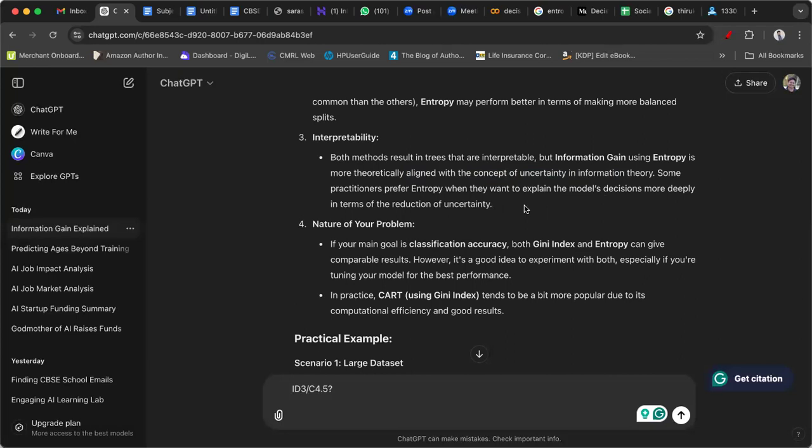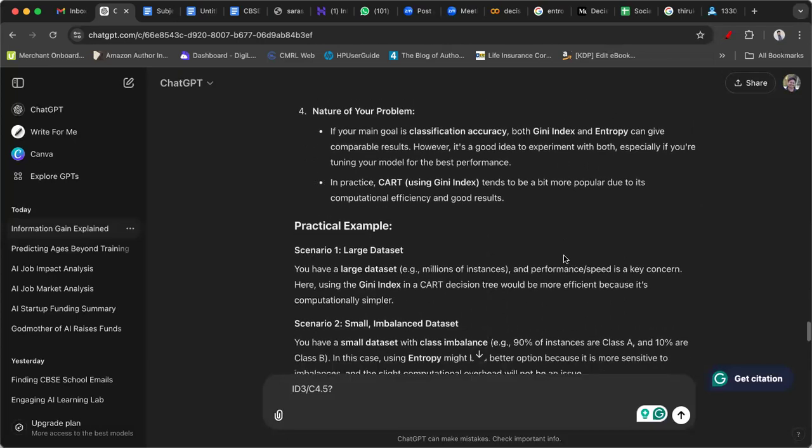See, again, it is your decision, and you should have proper reasons for why you are using it. There is no mandate that you should use a particular one. It is based on the researchers and the data scientist's responsibility, and they should have a proper reason why they are using information gain or entropy, and why they are using Gini index or the other values.